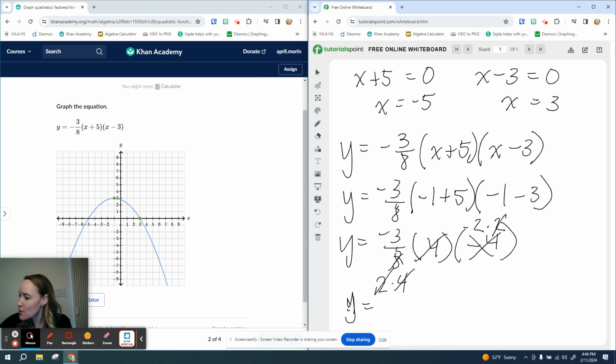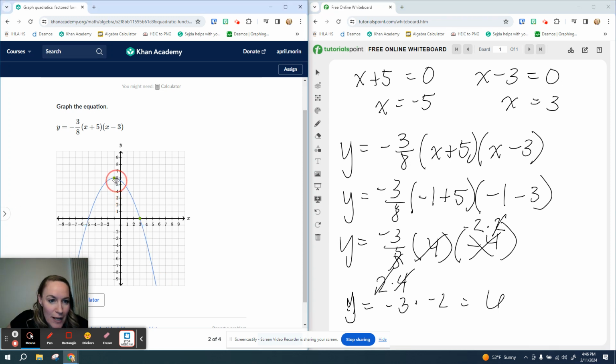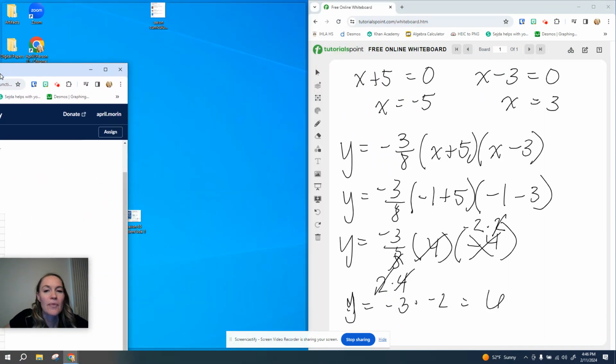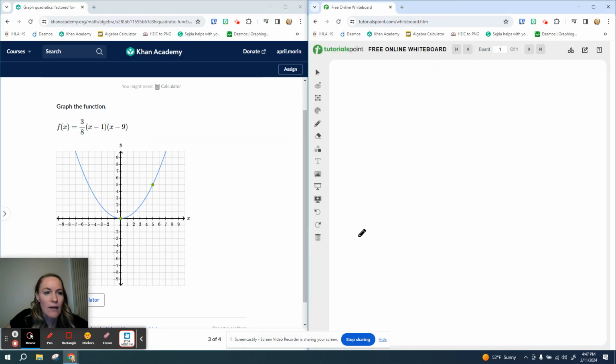So I have -3 times -2, which is a positive value. So negative 3 times negative 2 is going to be positive 6. Okay. So let's go ahead and graph this. I'm looking for positive 6, and I still have my zeros at negative 5 and positive 3. So let's see if we are correct. Yeah. Okay, these are fun, right? Okay. First step is to do the zeros. X equals, oh, whoops.